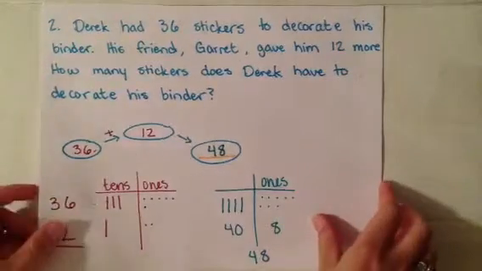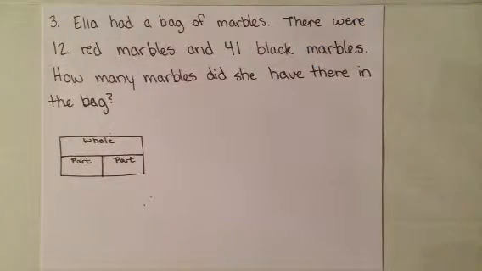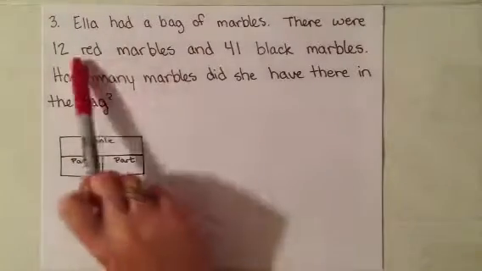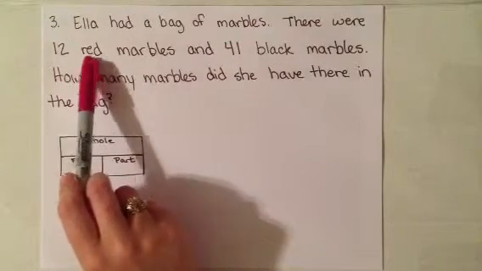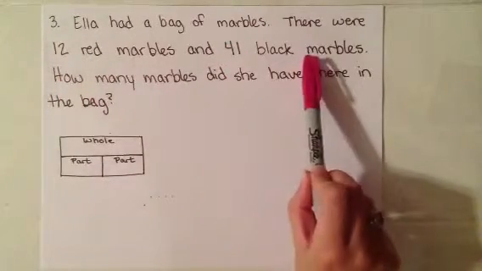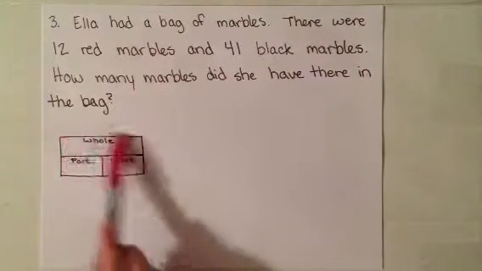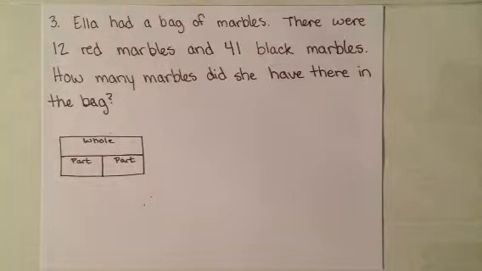Let's do one that's just the algorithm. Ella had a bag of marbles. There were 12 red marbles and 41 black marbles. How many marbles did she have in there in the bag? This is a part-whole problem. We have two different parts. One part is 12 red marbles, and the other part is 41 black marbles, but they are all part of a whole or a total, and that's what we're going to try and find.